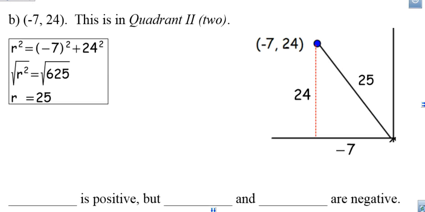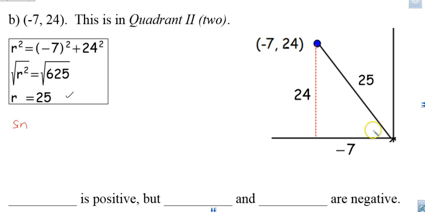In the top left corner, this is what we call quadrant 2. The x value is negative 7, the y value is positive 24. I'm using negative 7 for x because it's gone 7 to the left. The y value is positive 24. And I've already calculated over here that the r value, the hypotenuse, is 25. So let's see what happens to the ratios in this case.